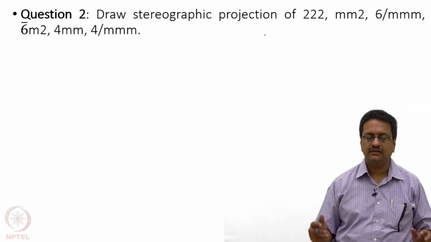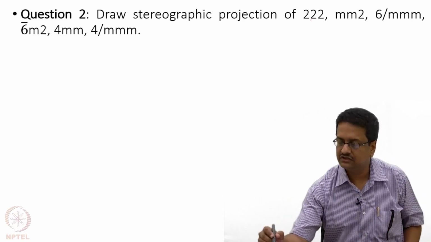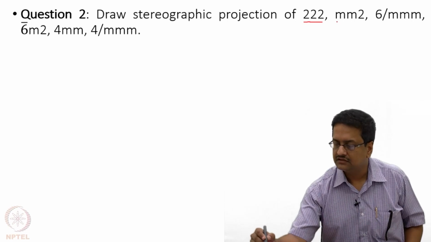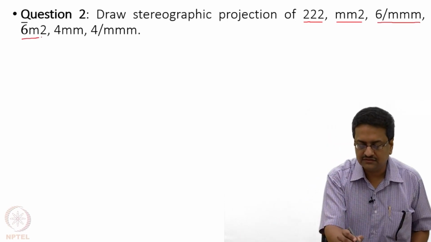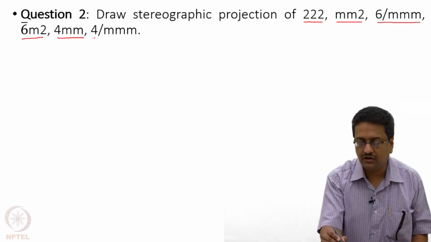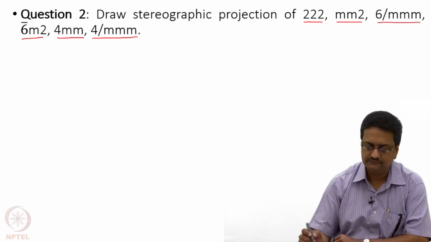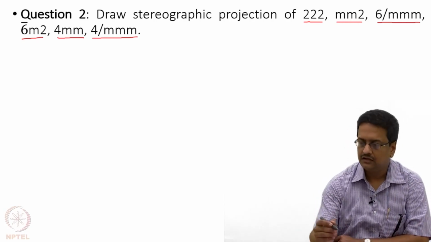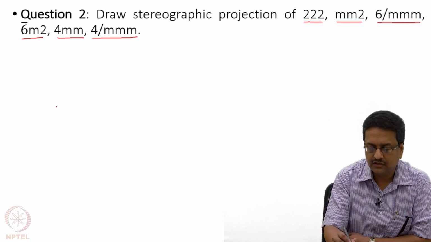The second question in this assignment is asking you to draw some stereographic projections, some of which we probably have drawn during our regular class. So today I will not draw all of them, but I will draw a few of them, maybe 2 or 3. So let us see what happens when it is 2, 2, 2.